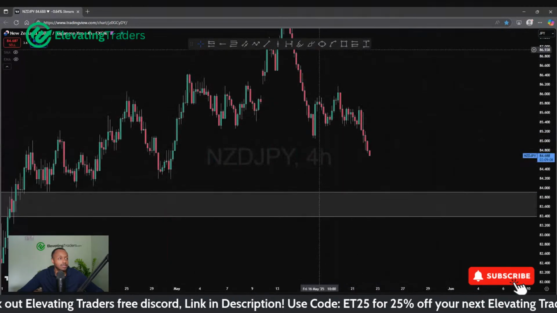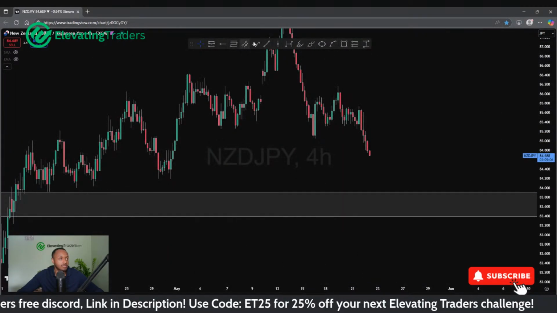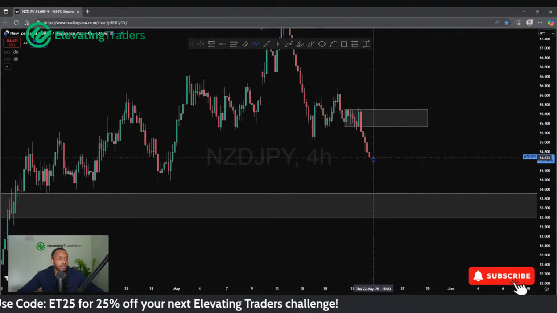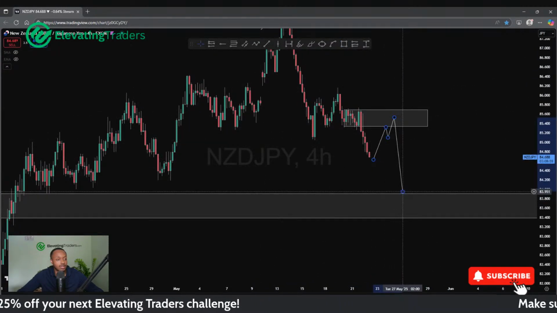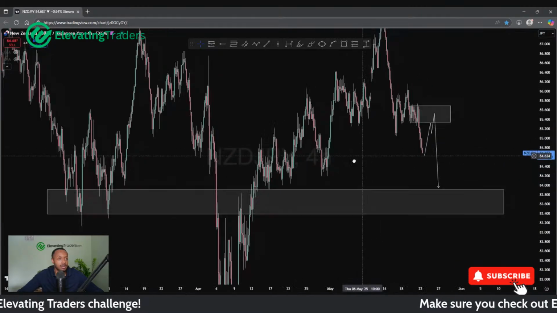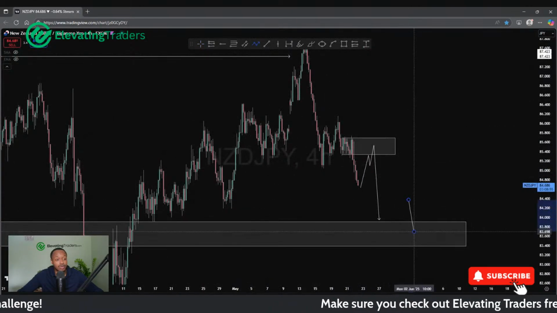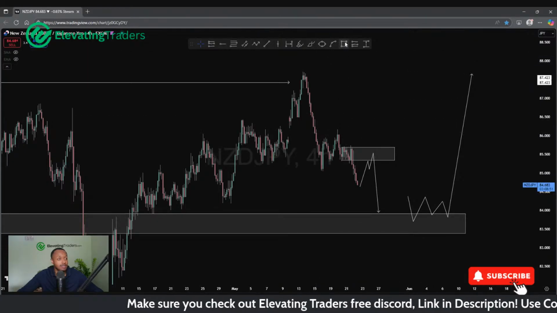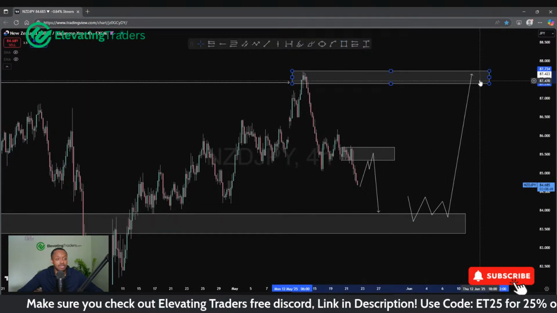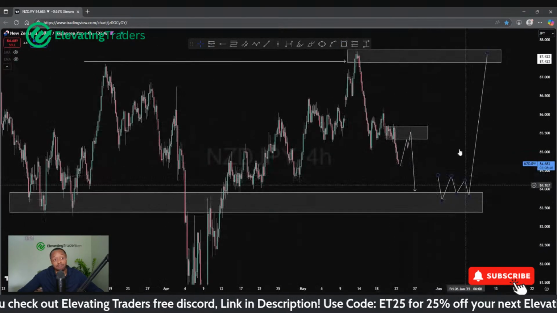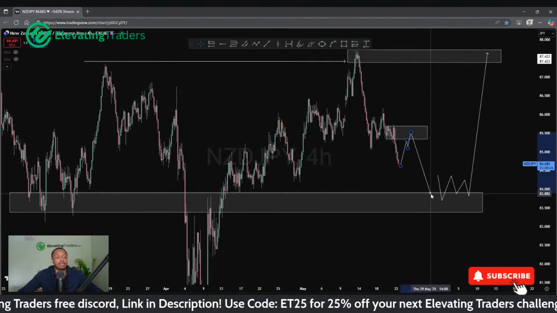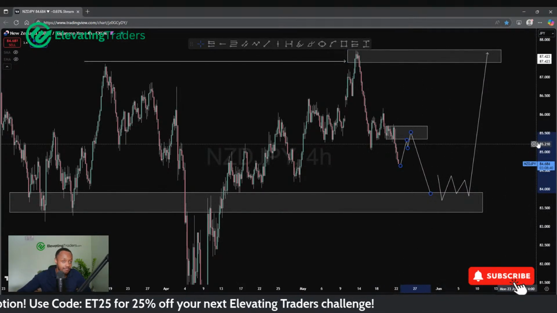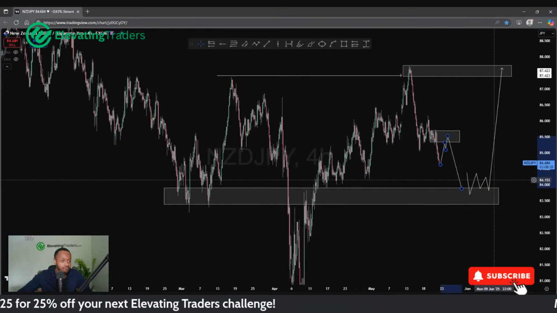Maybe price does pull back to retest something like this. Maybe that could be a nice short on an intraday time frame, to write it down. But I do expect the bigger move to be with the buyers. So with that taking into consideration, this looks like a really big swing. But that's what I'm looking for. So I like the setup here for New Zealand yen. There's a lot of upside on the cards here.